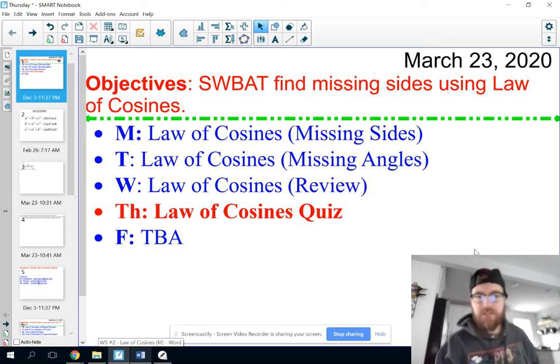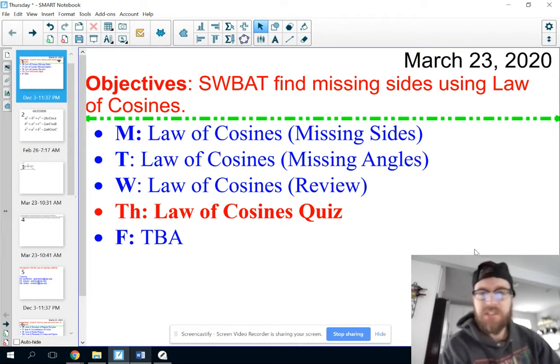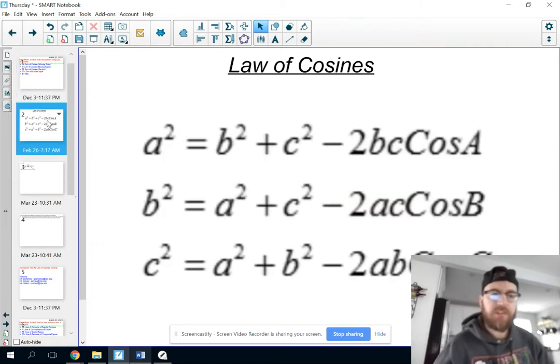All right, today's objective: students will be able to find missing sides using law of cosines. Last week we worked with law of sines to find missing pieces in any triangle. This week we're going to be working with something called law of cosines. So we have a new formula, just like with law of sines, where we had three versions of it.